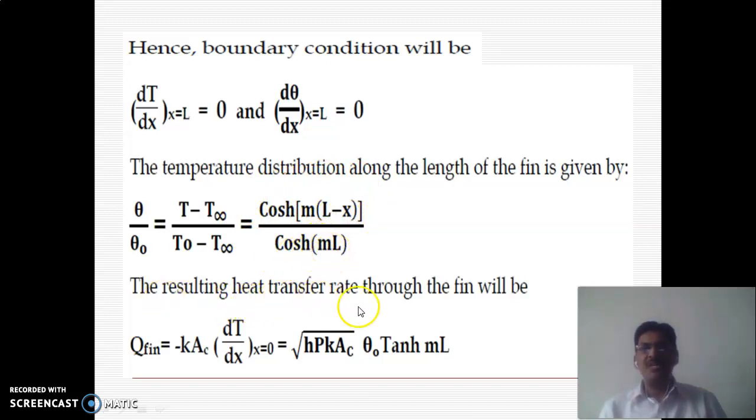So the resulting heat transfer rate through the fin will be Q fin is equal to minus K dT by dx at x is equal to 0, which is equal to the square root of hPKA times theta 0 times tanh(mL). So this is your temperature distribution for the second case, and this is the heat transfer rate for the second case, when the fin is insulated at the tip.